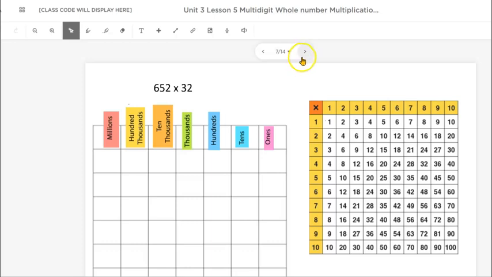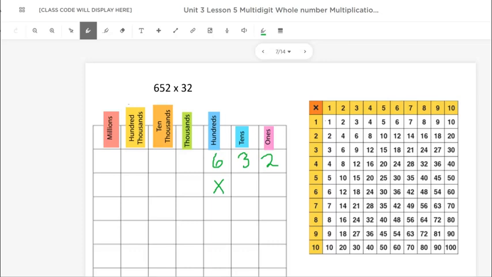Now, for slide 7, this is where I'm going to have you set it up on your own. So you're going to set it up in the grid. Your first factor is 652, and your second factor is 32. We always put the longer number on top. So you will end up putting 652 in the grid times 32.